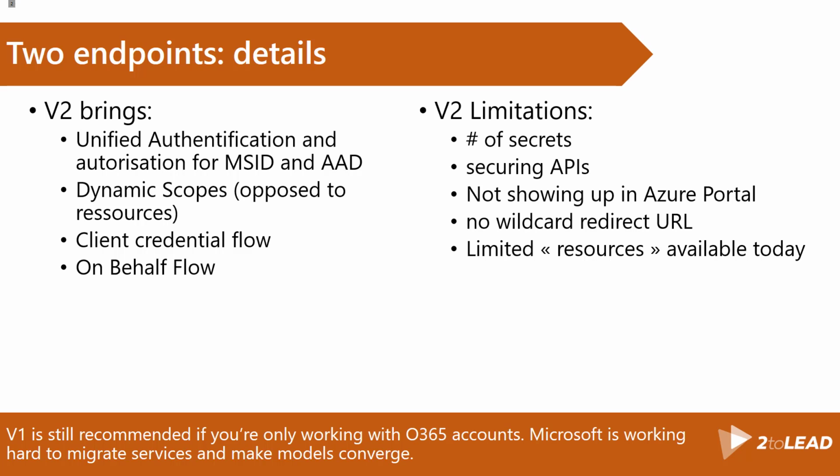Limitations, so things that V2 doesn't have yet and that V1 already has. The number of secrets, so depending on your scenarios, you'll be leveraging secrets to authenticate your application, and the V2 has a set of limitations around that. Securing APIs, today there are other limitations around that as well. Today also the V2 applications are not showing up in the Azure portal. It can be confusing, right? You have two experiences, two portals, and it's not well integrated with the enterprise management experience.